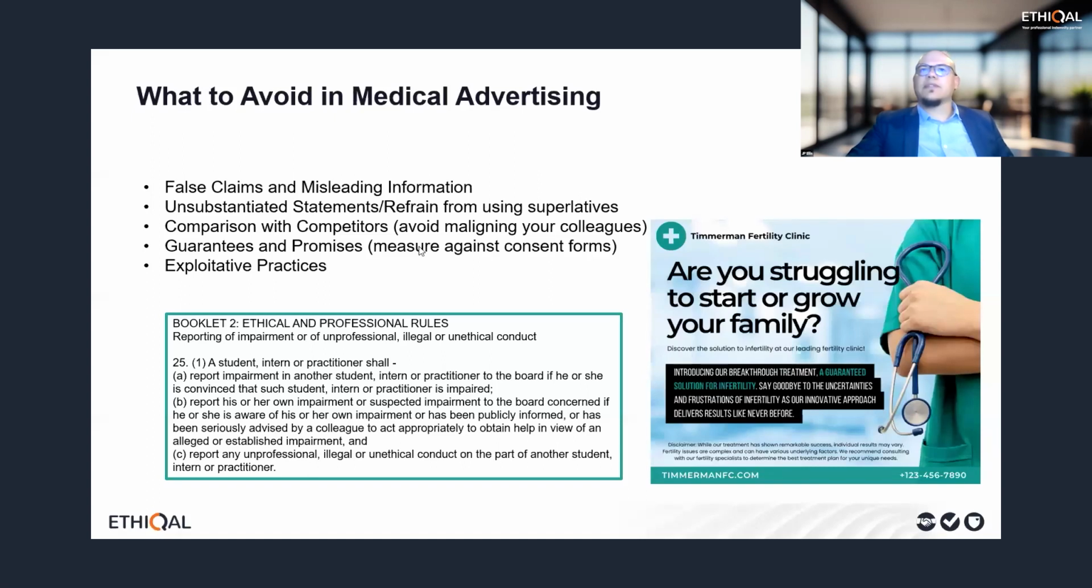I mentioned comparison with competitors. Unsubstantiated statements, I think that's also quite obvious, but just to mention that unless it's expressed by patients in their testimonials or reviews of your practice or services, it's best to avoid using words like the best, top, world famous, most qualified, etc., because this can also be misleading to patients who may be trying to make a choice regarding their caregiver.